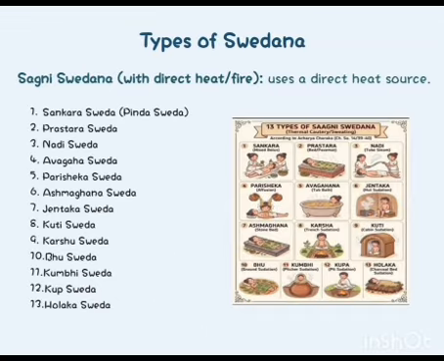Types of Swedana. There are two main types, Saagni Sweda and Niragni Sweda. Saagni Swedas are 13 in number. They are Sankara Sweda, Prastara Sweda, Nadi Sweda, Avagaha Sweda, Parisheka Sweda, Ashmagnaha Sweda, Jetanka Sweda, Kuti Sweda, Karsha Sweda, Bhu Sweda, Kumbhi Sweda, Kupa Sweda, Holaka Sweda.